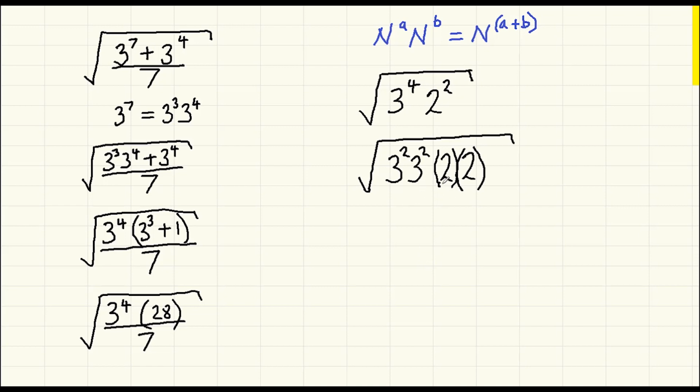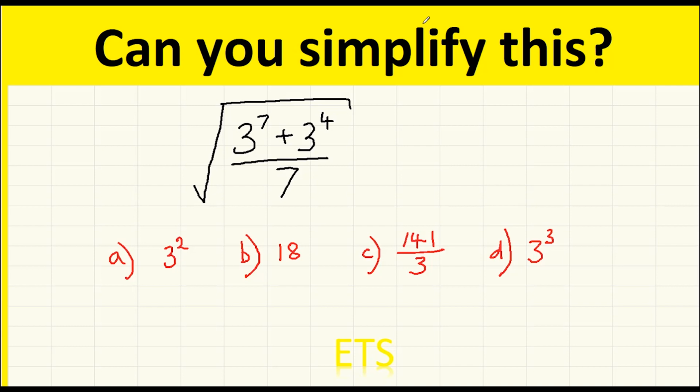Now you should be able to see that this is easy to take the square root of, because we just take one of these terms. So the square root of this is 3 squared times 2. And this equals 18. And that's it, that's your answer. So the answer here is B, 18. Did you get it?